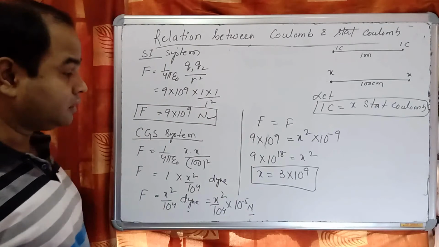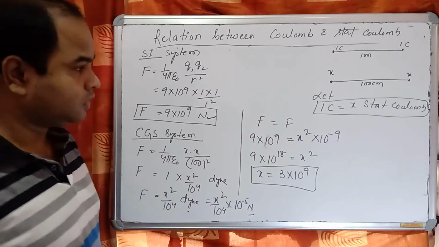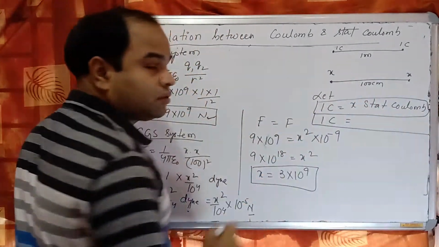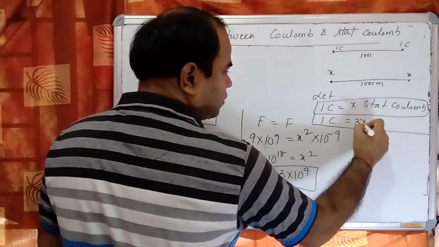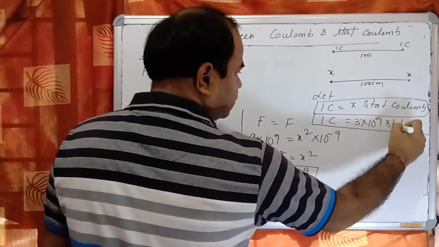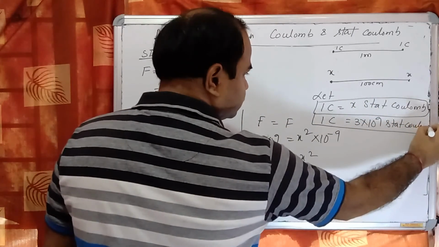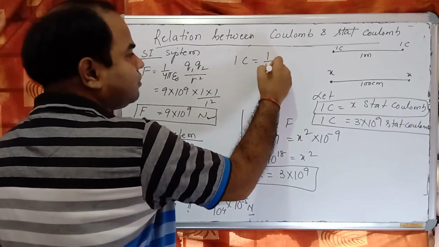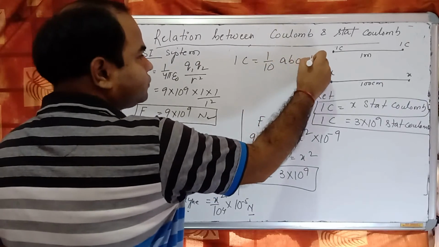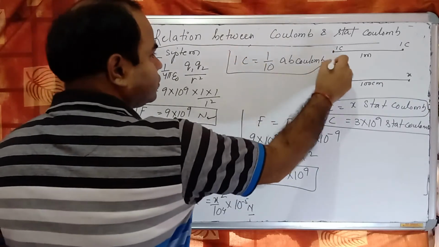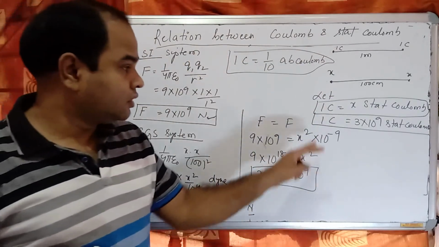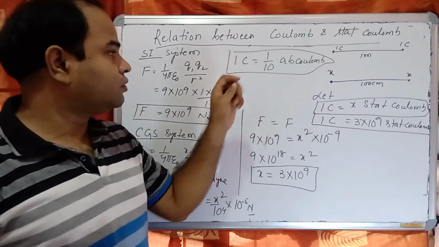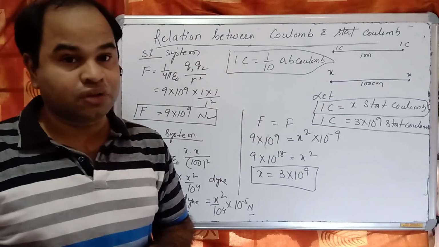So the value of x is 3 into 10 to the power 9. Our assumption was that 1 coulomb is equal to x statcoulomb, that is, 3 into 10 to the power 9 statcoulomb. And the other relation is 1 coulomb is equal to 1 by 10 abcoulomb. So the two relations are: one, 1 coulomb is equal to 3 into 10 to the power 9 statcoulomb, and the second, 1 coulomb is also equal to 1 by 10 abcoulomb.